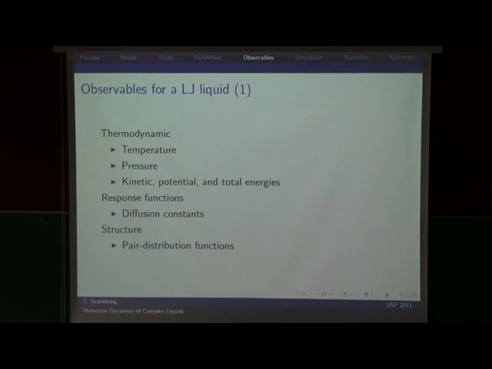So what do we want to do with a Lennard-Jones liquid? What we, for instance, could do is sample thermodynamic properties of such a liquid. These would be, for instance, temperature, pressure, kinetic, potential, and total energy. We want to calculate response functions, and one of them would be, for instance, the diffusion constant of the particles. And another one would be what kind of structure this liquid has, and we can characterize that by pair distribution functions. And I'm going to introduce those in more detail now.